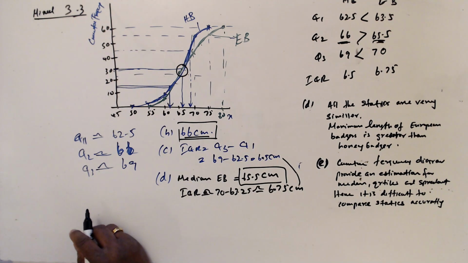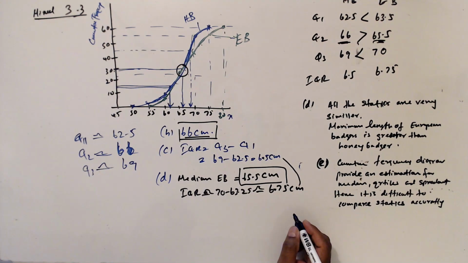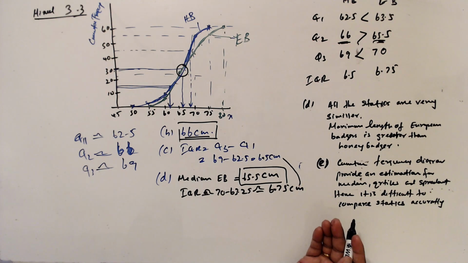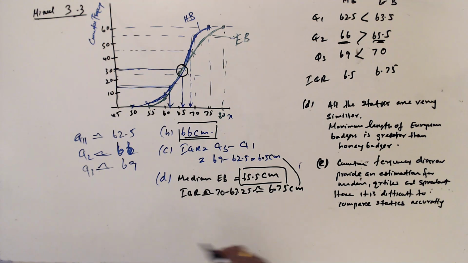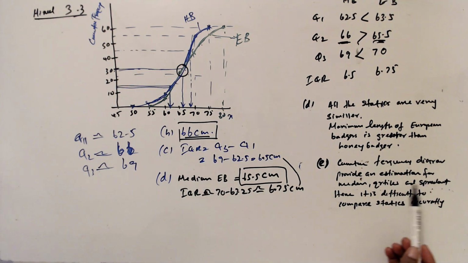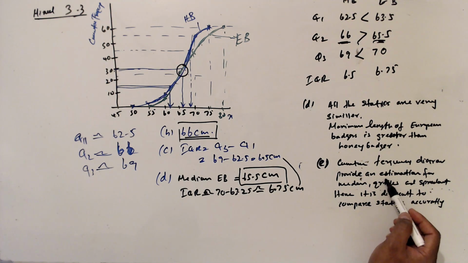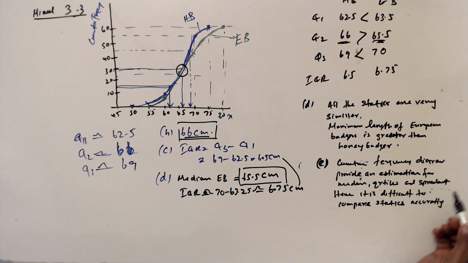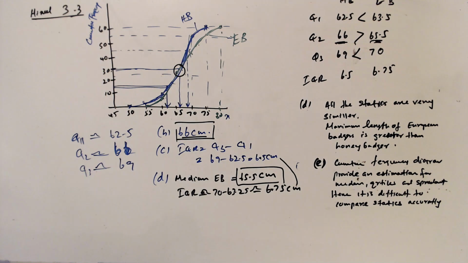And the last question is: comment on the suitability of using a cumulative frequency diagram to compare the distribution. Basically, in this kind of question they ask the suitability of the diagram, so we discuss the standard advantages and disadvantages. A cumulative frequency diagram provides an estimation for median, quartiles and spread, because there is no actual data on it. Hence it is difficult to compare statistics accurately. If you want to be precise, you can write that there is no actual data point.